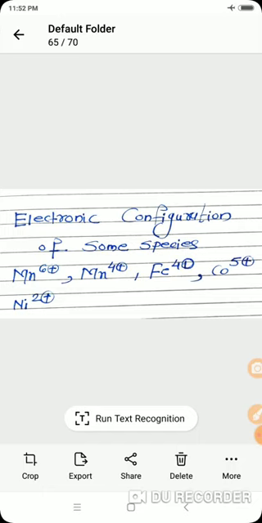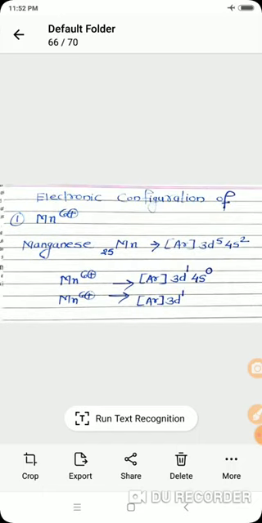Electronic configuration of some species. Now we see one by one. Firstly we see the electronic configuration of Mn6 positive. As we know, Mn is the symbol for manganese, having atomic number 25, and we also know its electronic configuration. In square brackets, Ar represents the electronic configuration of argon, having atomic number 18, that is 1s2, 2s2, 2p6, 3s2, 3p6, total 18 electrons, and 3d5 4s2. 3d5 4s2 is the valence shell electronic configuration.